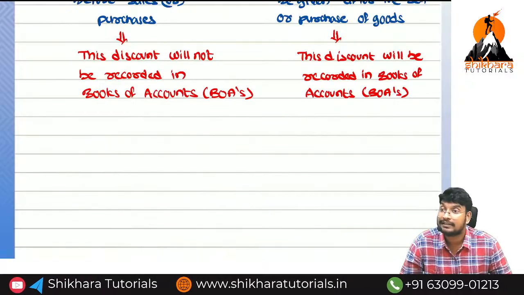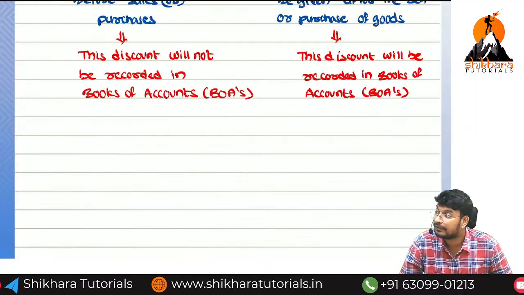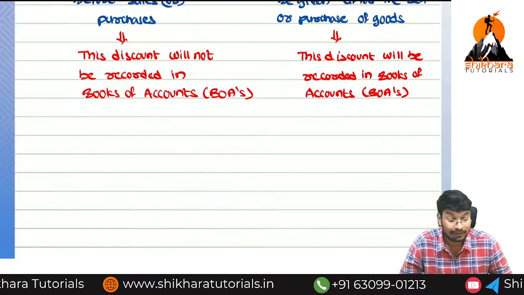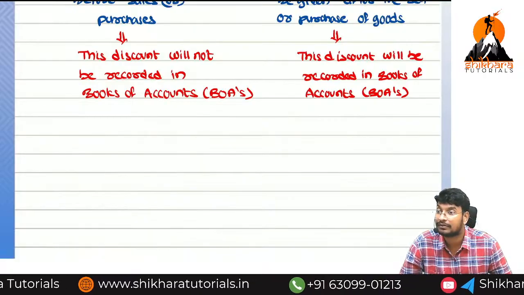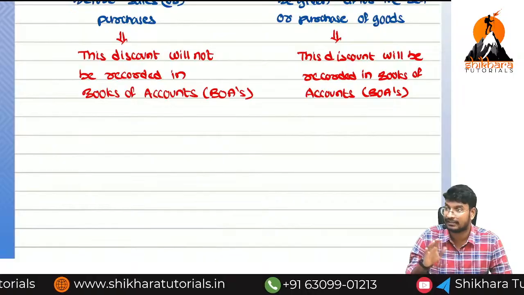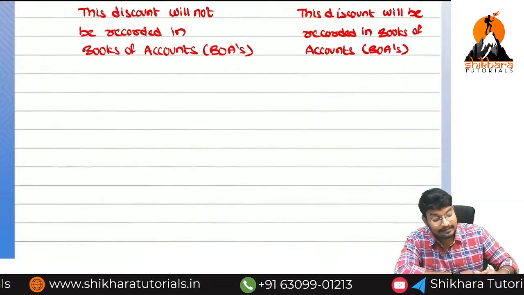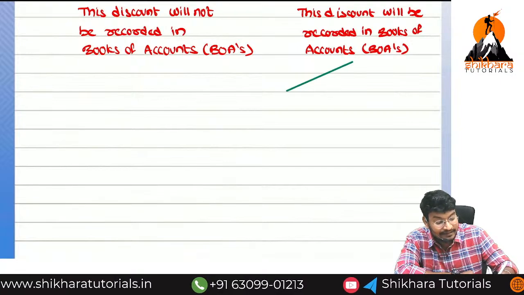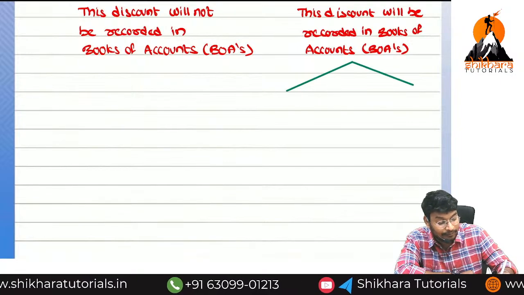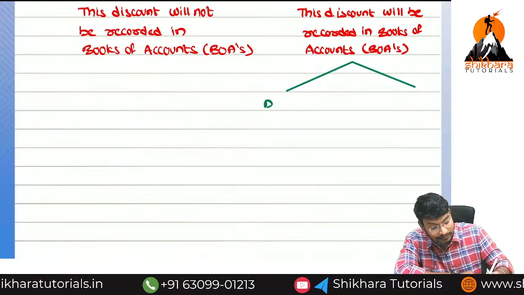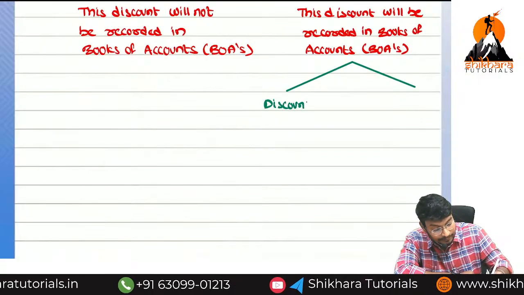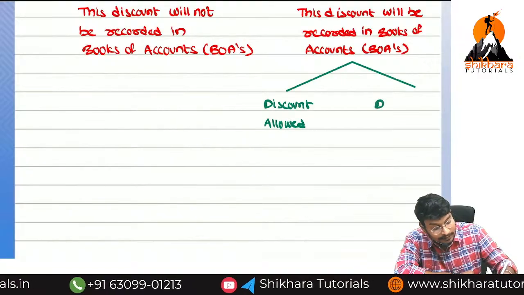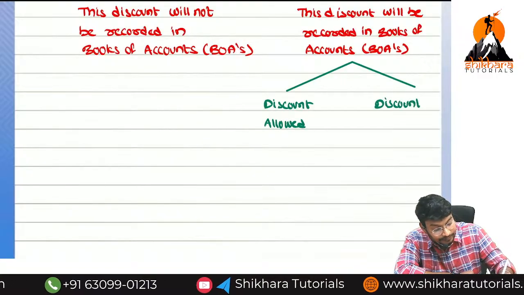Okay, now which discount are we not going to record in the books of accounts? Trade discount. And which discount are we going to record in the books of accounts? Cash discount. Why, sir? I will explain, no problem. Again, this cash discount is divided into two parts. How many types of cash discounts are there? Two types. What are the two types? Discount allowed and discount received.